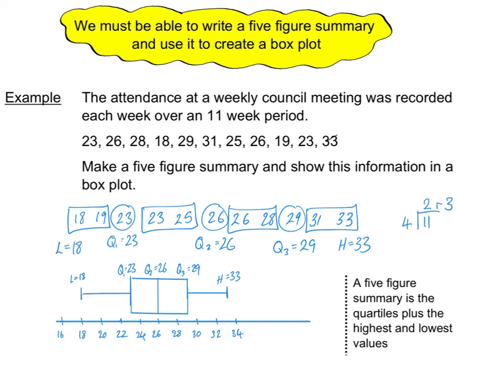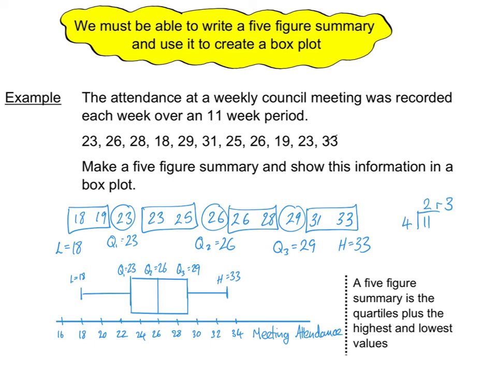The other thing we need, like any graph, we need to have some sort of title. A box plot title tends to be that we see it at the bottom, just underneath the scale here, and we'll just call it meeting attendance. So just underneath the line here, we'll put in the title attendance. And there we have our completed box plot.